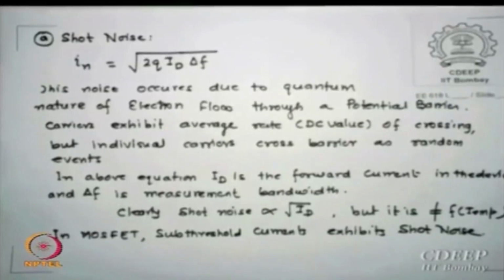Shot noise, as I say, is dominant only in many of the bipolar devices. Why? Because there is also the dependency e to the power qV by kT. So in any relation, gm is like qIC by kT. In the case of sub-threshold current, gm is again qID by kT. So wherever gm is only a function of I and temperature, in those cases shot noise is observed. Okay. Otherwise shot noise is not seen in normal MOSFET operation, neither in linear nor in saturation.